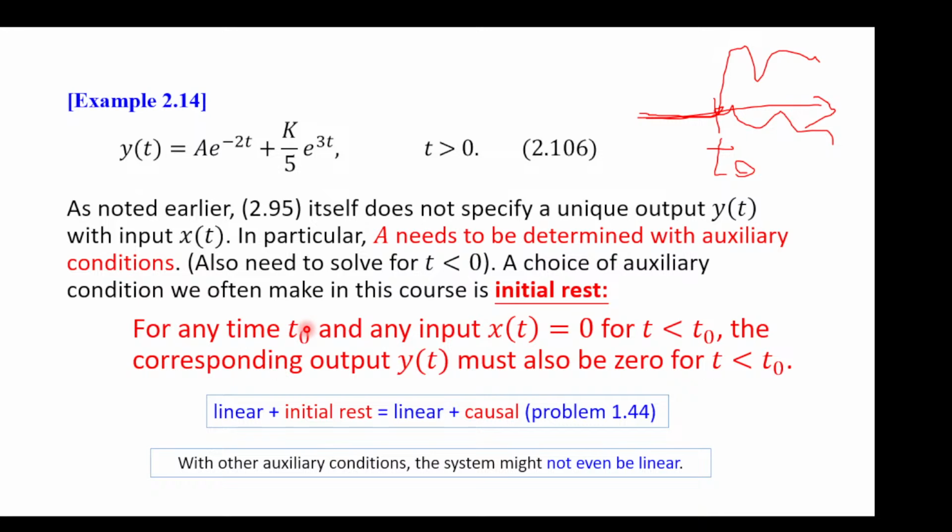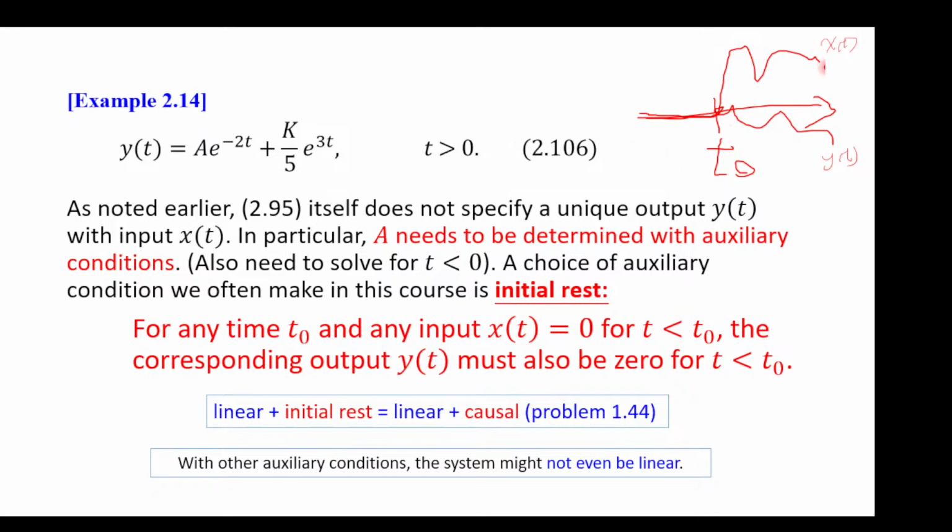It's quite complicated. It says that if you have an input x of t equal to 0 for t less than t0, so you think your x starts somewhere. There is some t0 where your x starts having signal. This is a very physical condition. Then your response y of t must stay 0 until you actually have x of t. This is the initial rest condition.